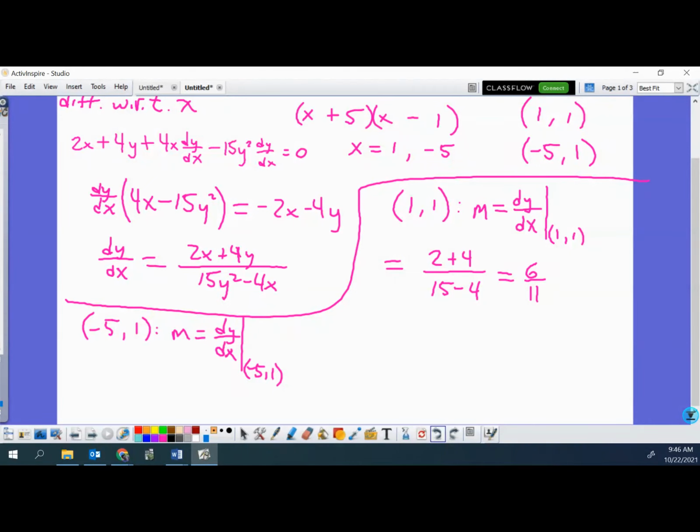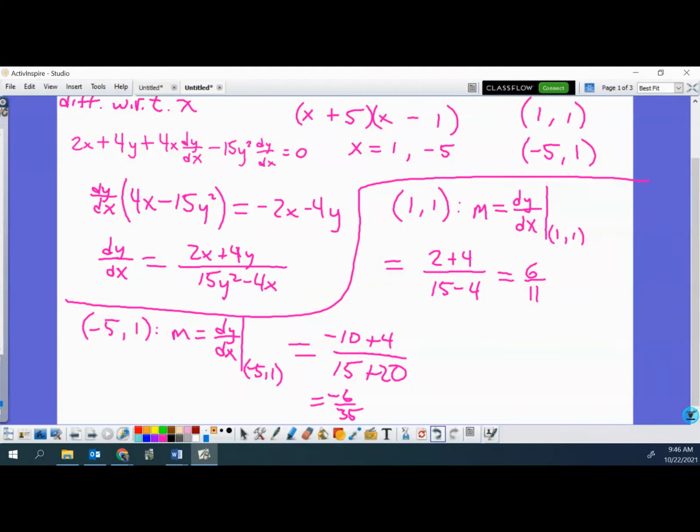Plug in -5 for x, 1 for y. So we're going to get what? -10 plus 4 on top. On the bottom, we're going to get, oh, geez, that's the ones for the y. That's not too bad. Okay, 15, and then what's that? Plus 20. Okay, and so it looks like -6 over, is that 35? Yeah. Doesn't reduce.